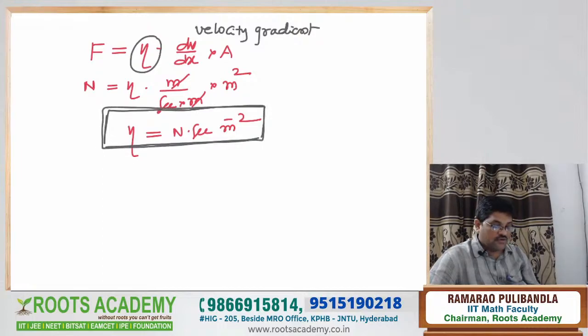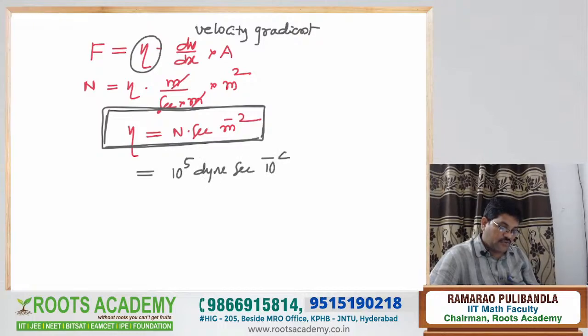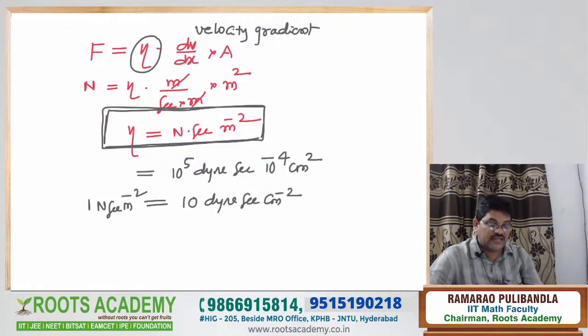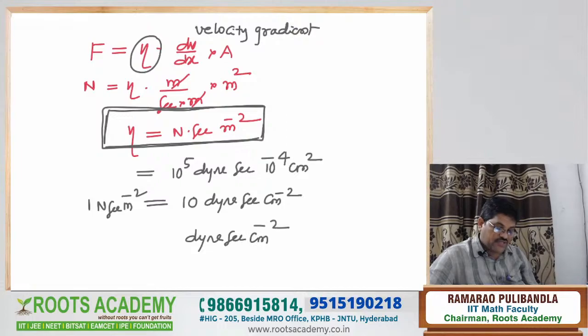That is the coefficient of viscosity. You know very well, what is Newton? Newton means 10 power 5 dynes. Second stays second. Meter square is 10 power 4 centimeter square. That is equal to 10 dyne second centimeter power minus 2. Therefore, 1 Newton second meter power minus 2 is equal to 10 dyne second centimeter power minus 2. Therefore, 1 dyne second centimeter power minus 2 is equal to 0.1 Newton second meter power minus 2.